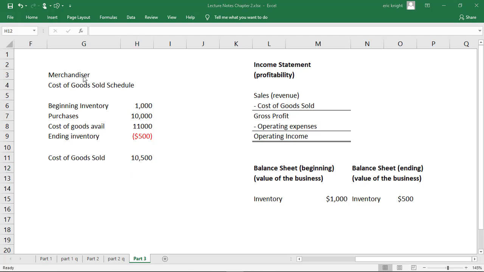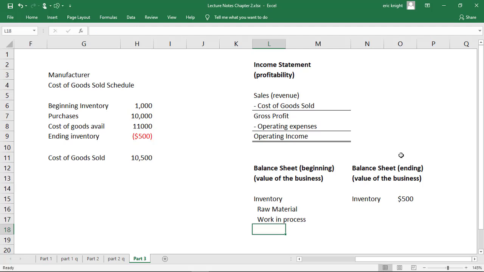Now things get a little trickier when you're looking at a manufacturer. So let's say we manufacture skateboards instead. Well, if we manufacture skateboards, we have three types of inventory. We don't just have the finished goods inventory, the skateboards that are ready. We also have raw material, that's one inventory, and we have work in process, some skateboards we're working on.